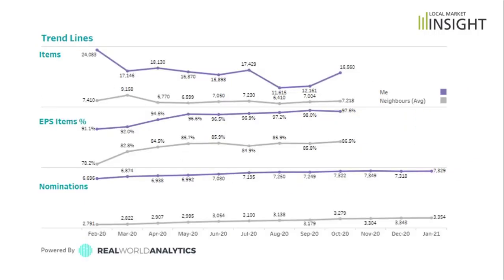Following this, you can then see the trend of performance for items, EPS penetration and nominations across the last 12 months for our pharmacy, indicated in purple, versus the average of all the other local pharmacies up to the last paid month for items and EPS and up to the current week of publication for nominations.